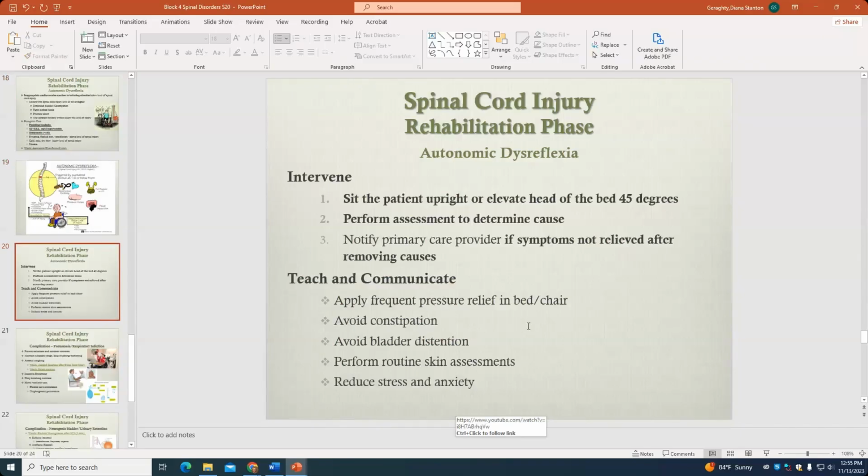Like I said, you can prevent autonomic dysreflexia by preventing the most common causes, which are irritation and pressure wounds. Apply frequent pressure relief in bed and chair. What does this mean, pressure relief? We have that further on in the slide, but how often do we need to shift your position in a chair?